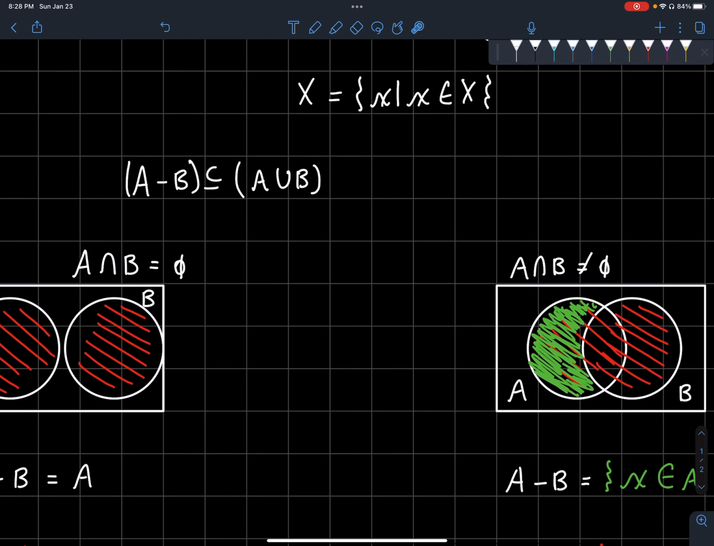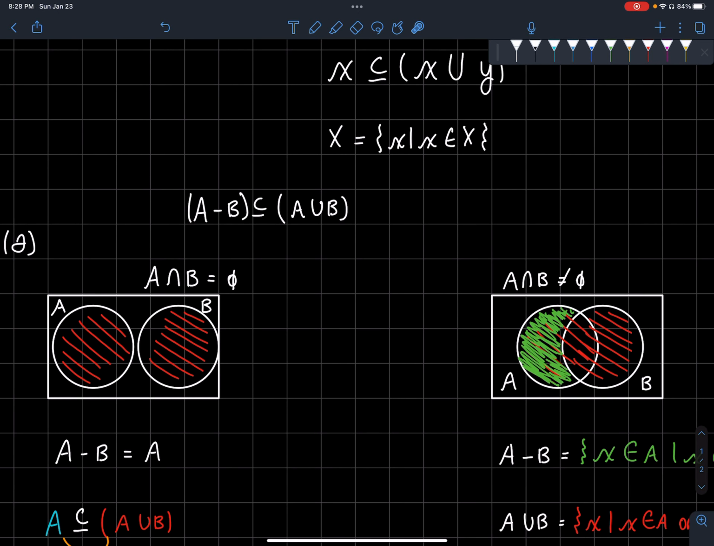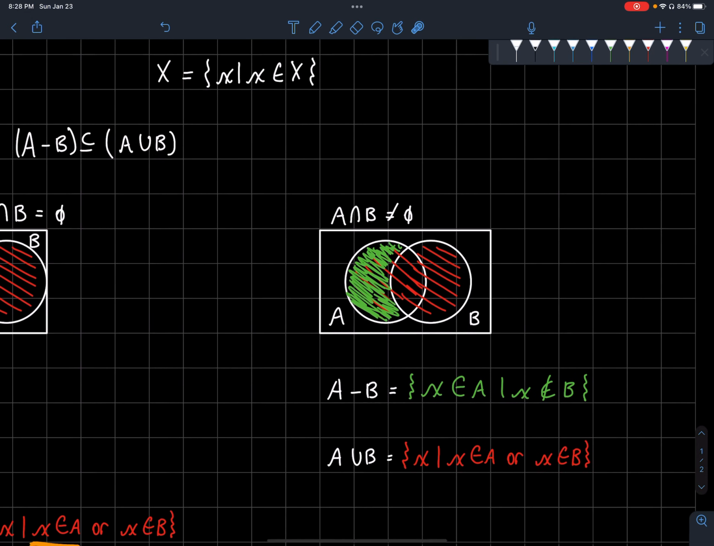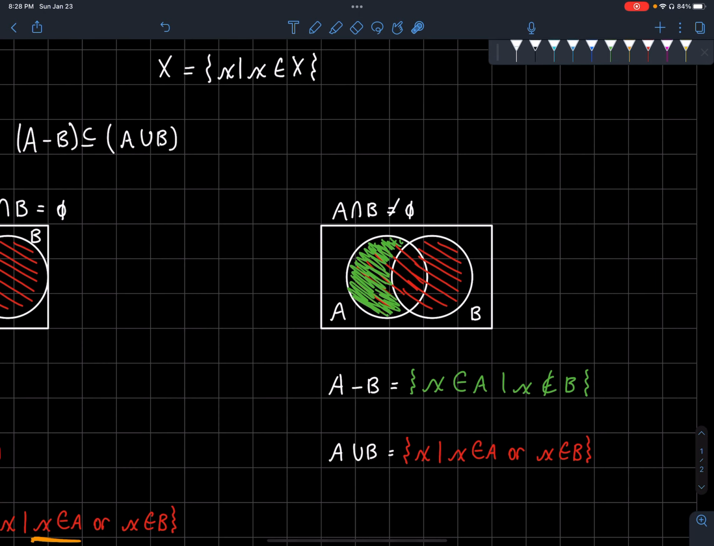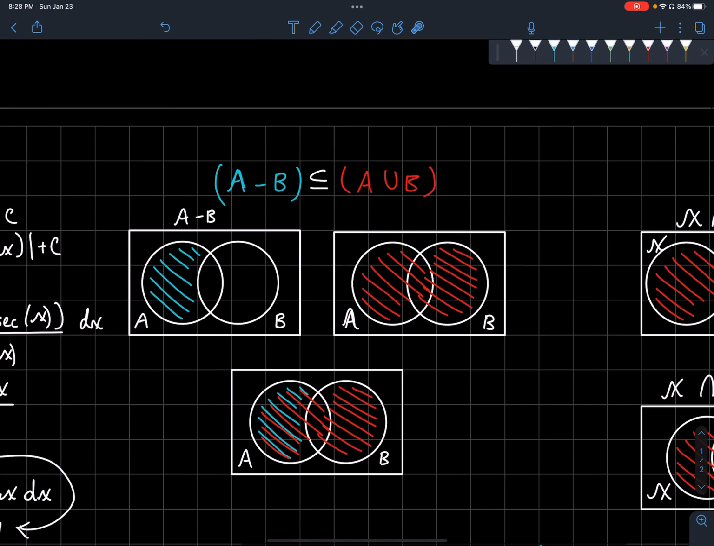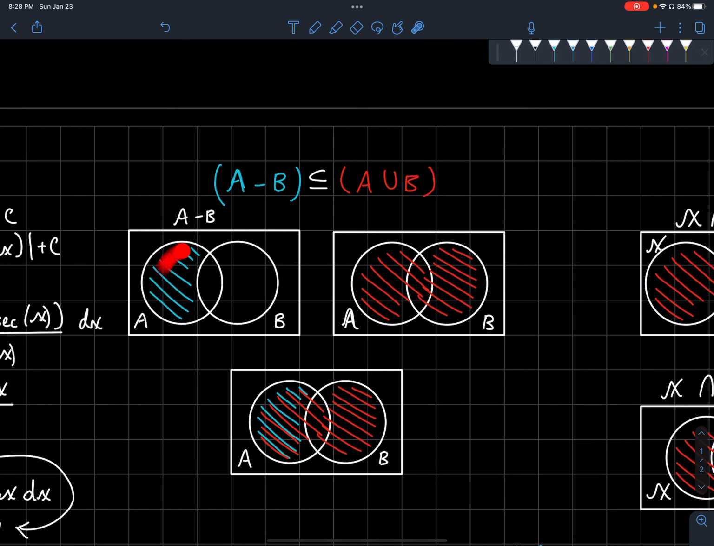And now we've proved that even if there isn't an intersection or if there is an intersection, this statement is always true. And lastly, I also drew a couple of Venn diagrams up here for if they are intersecting. Again, our A minus B in blue is this section, our A union B is this red section, and when they overlap, we can see that the blue is a subset of the red.